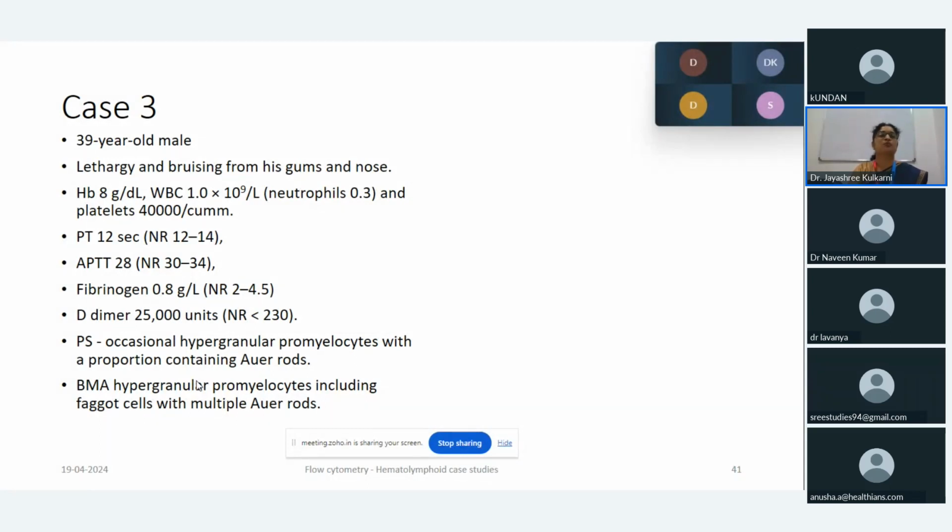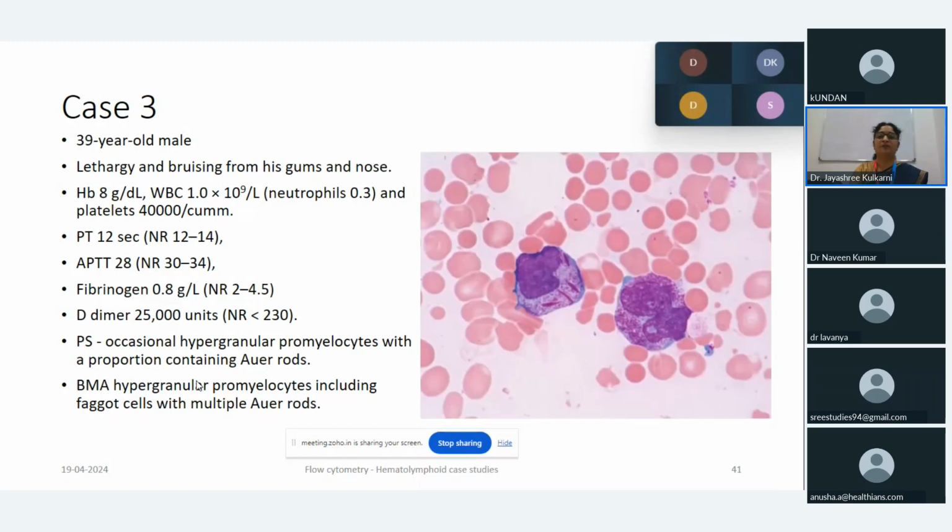A 39-year-old with lethargy and bruising, bleeding from the gums and nose. There was thrombocytopenia, pancytopenia in fact. Fibrinogen was low, D-dimer raised. On peripheral smear, you had hypergranular promyelocytes. Some of them were showing faggot cells.